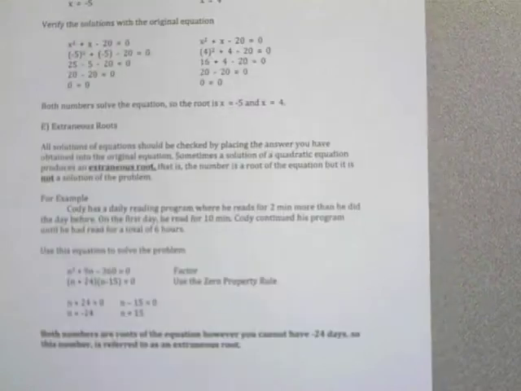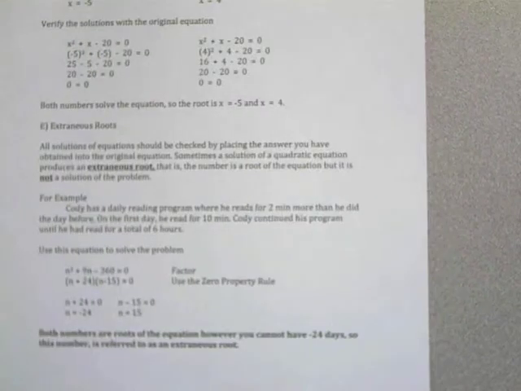Both numbers are roots of the equation. However, you cannot have negative 15 days. Because you cannot have negative days, it's an extraneous root. It solves the equation for factoring, but it doesn't solve it as far as the real life situation.